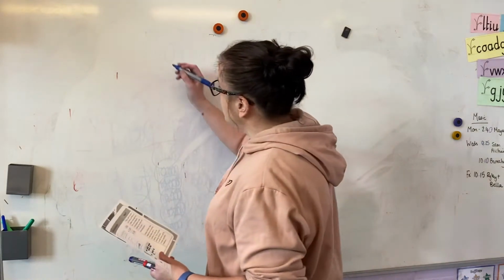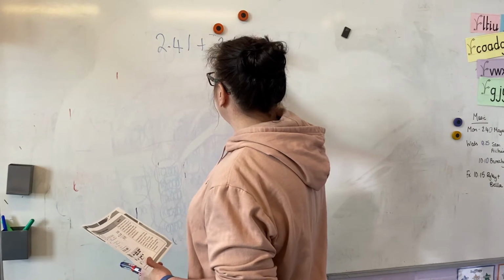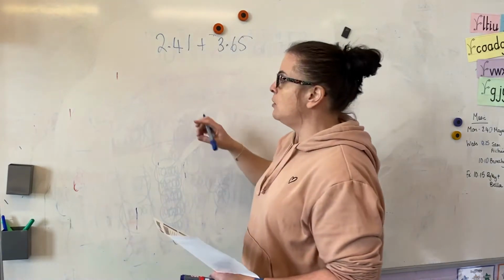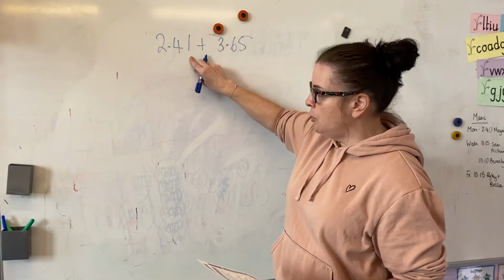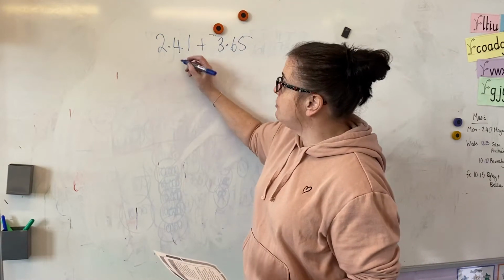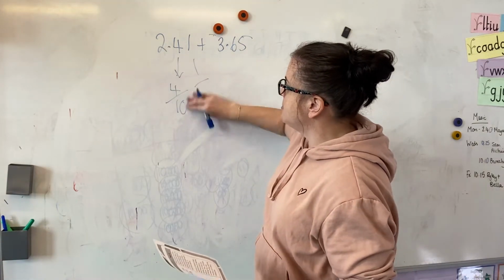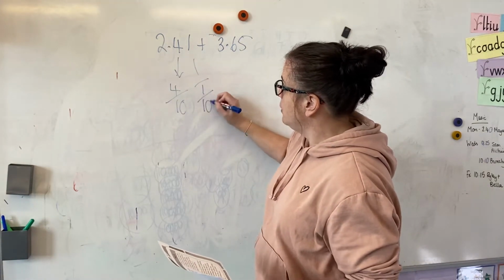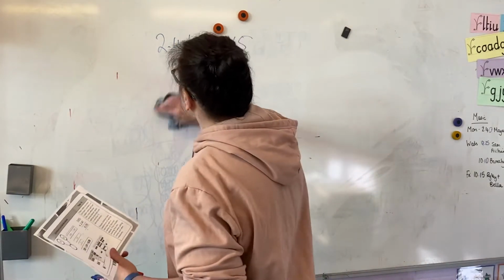So the calculation is 2.41 add 3.65. Now, they need that underpinning knowledge. This is 2 whole ones, 4/10 and 1/100. They will do a lot of work to relate this to 4/10 and 1/100. Sorry, that's my mistake. 4/10 and 1/100. Okay, that will underpin everything they do place value wise.